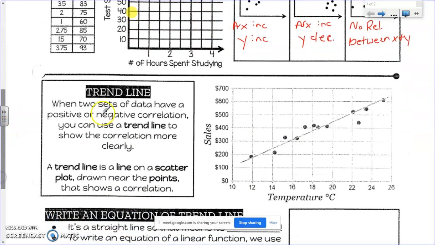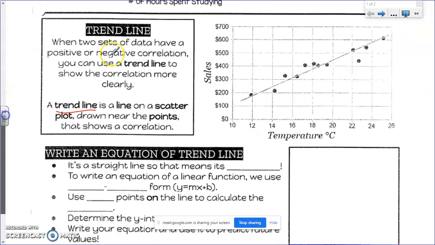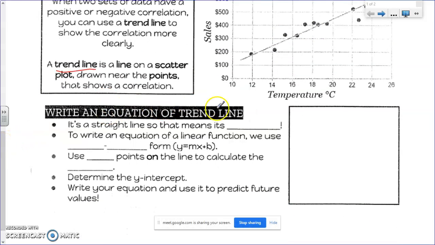So let's look here. When two sets of data have a positive or negative correlation, you can use a trend line to show the correlation clearly. A trend line is a line on a scatter plot drawn near the points that show the correlation. It doesn't touch every one, but most of them are about the same distance from it, so it's a good trend. Today and tomorrow we are going to be talking about how to write an equation of a trend line.